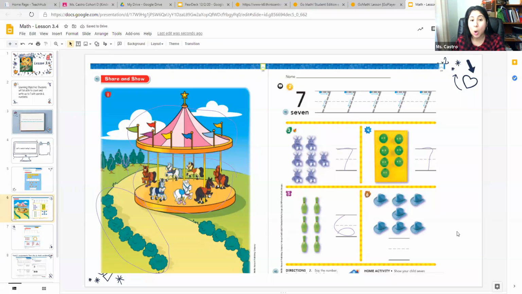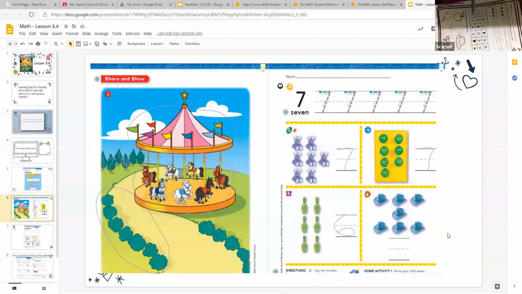Remember, boys and girls, not all of the pictures that you're going to see in your work will have today's magic number of the day. They're going to try to trick you.